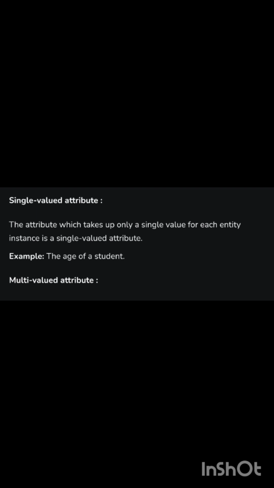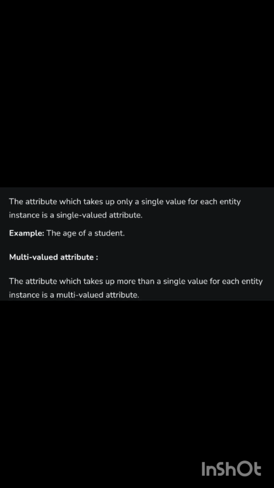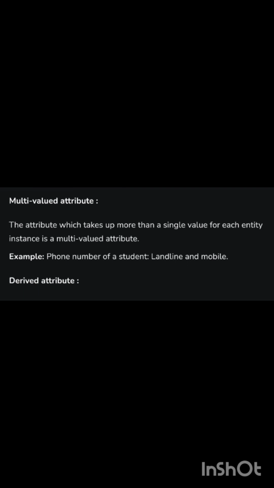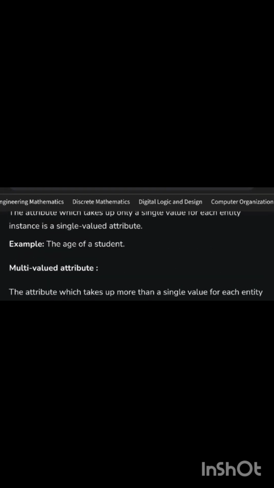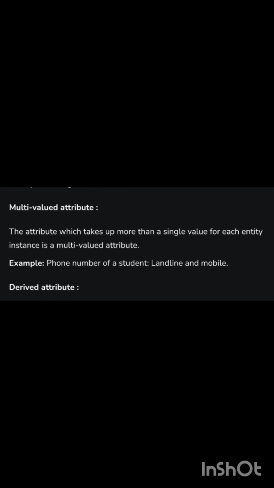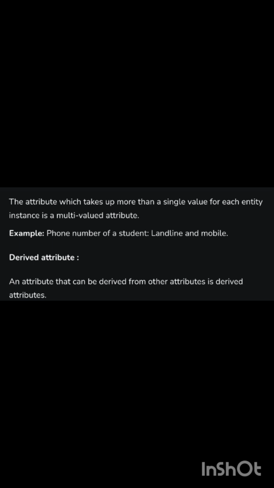For example, the age of a student is a single-valued attribute. A single-valued attribute contains only one value. A multi-valued attribute is an attribute which takes up more than a single value for each entity instance. For example, the phone number of a student, meaning one student can have more than one phone number.